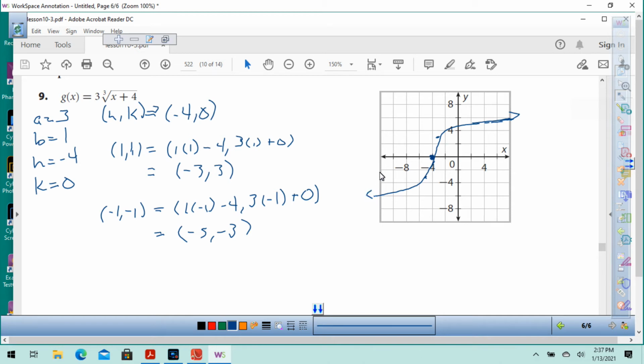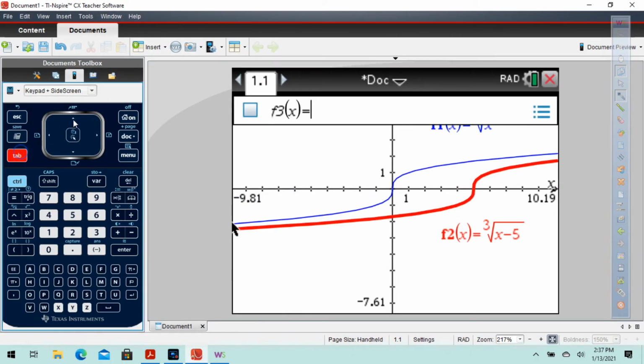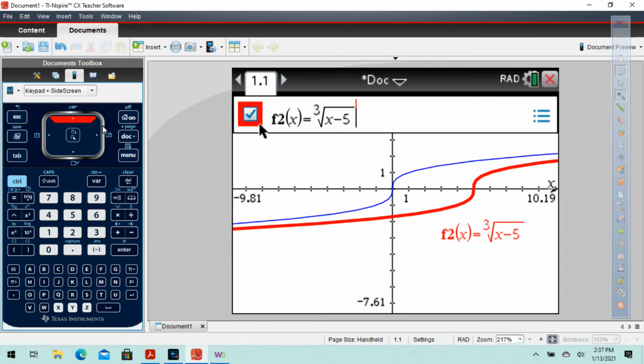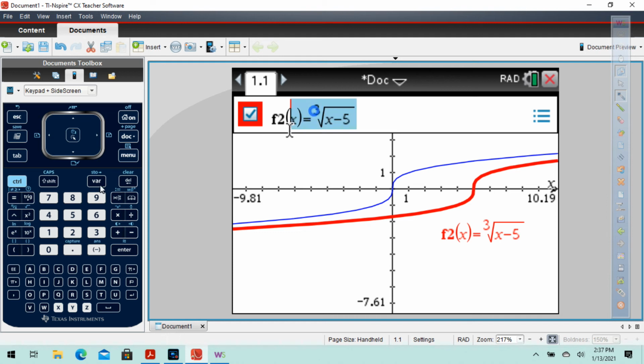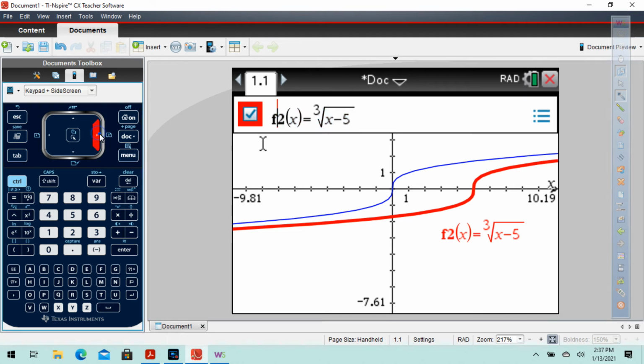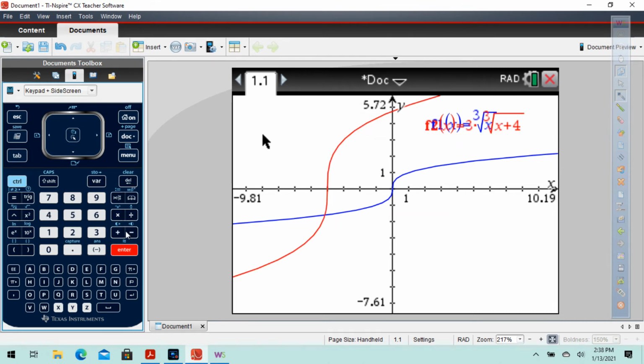And there we go. And we can check that. Let's go up front here and we'll put 3 times, that was +4. And you'll see there it is. See how it has been stretched vertically and translated 4 units to the left.